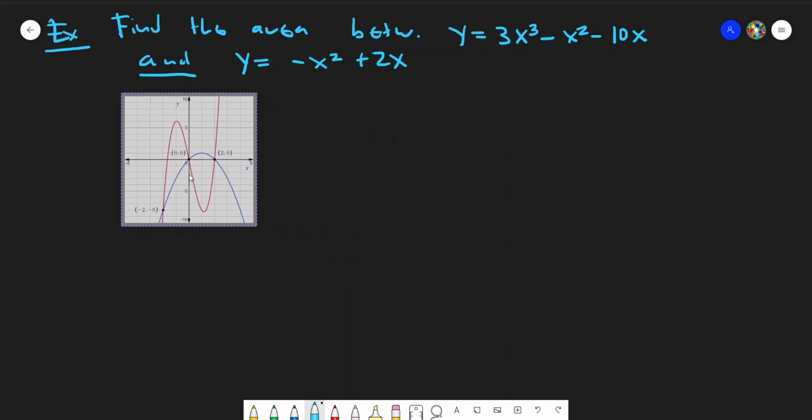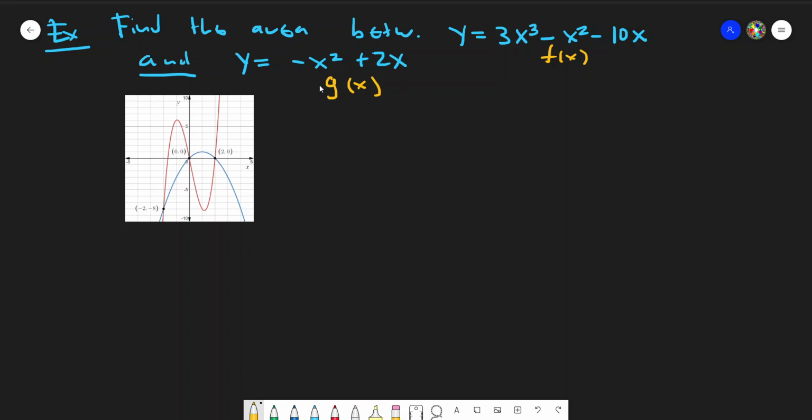So here, I know that this is a cubic polynomial, so really the top function is the cubic polynomial, and the parabola is the one that opens downward. In any case, I can see that f of x is going to be the cubic function, so we'll label that as f of x, and then the parabola is going to be our g of x.